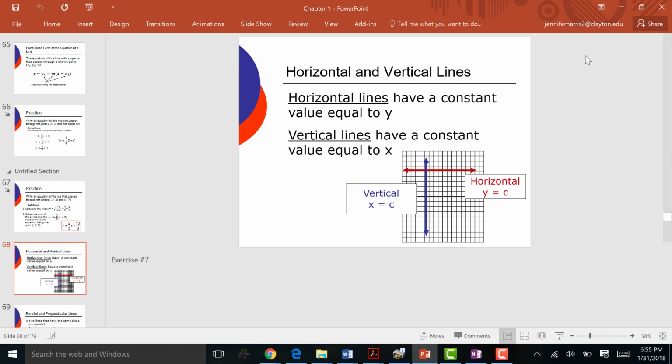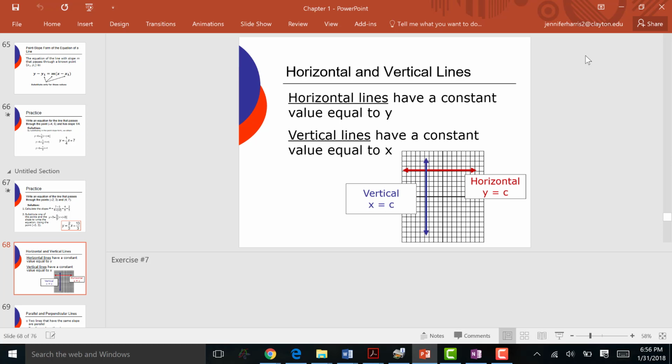So if you want to see how every slope for every horizontal line is 0, this part always becomes a 0. That's why your answer is just 7, and that's why your answer for this one is just y equals -3. So when it says write the equation, you literally do have to write y equals 7 or y equals -3.